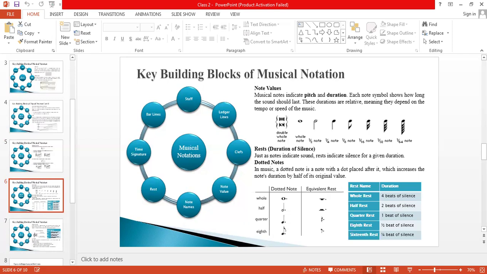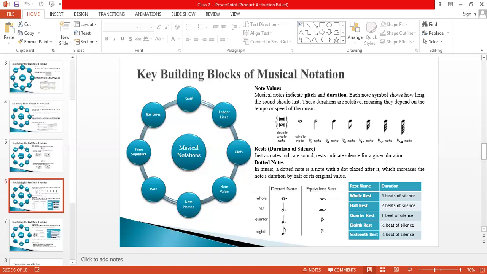And we also have dotted notes. In music, a dotted note is a note with a dot placed after it. So for example, with the whole note, if it has a dot, it is showing what it means. It increases the note's duration by half of its original value.